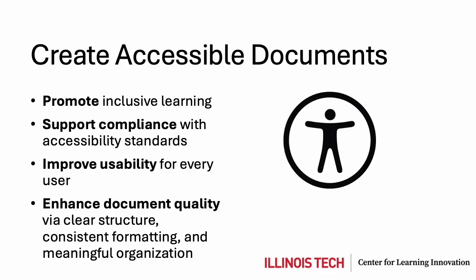So why does document accessibility matter? Creating accessible documents promotes inclusive learning. It ensures that everyone has equal access to information. It supports compliance with accessibility requirements and standards, but beyond compliance, accessibility improves usability for all by making content easier to navigate and understand. Accessible documents are often just better documents. They use clear structure, consistent formatting, and meaningful organization, which benefits every reader.